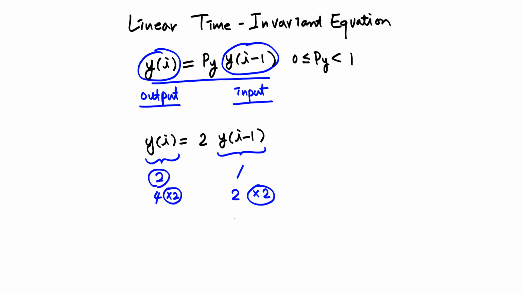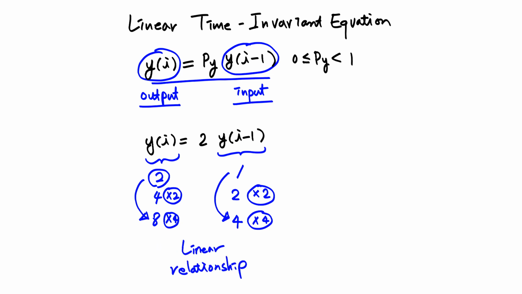If you increase your input 4 times, so from 1 to 4, what do we get? We get actually 8 here. And also we see that this is increased 4 times. So this is a linear relationship. The output and input have a linear relationship.